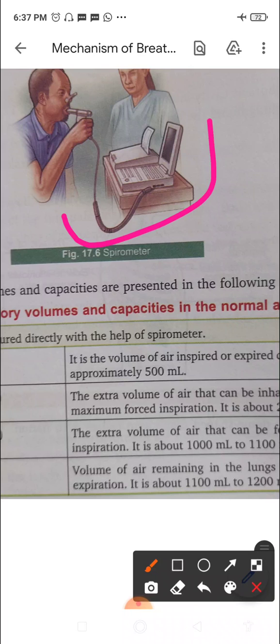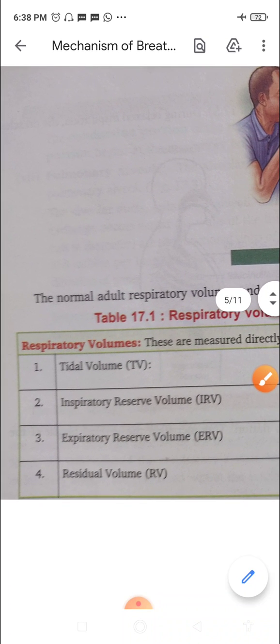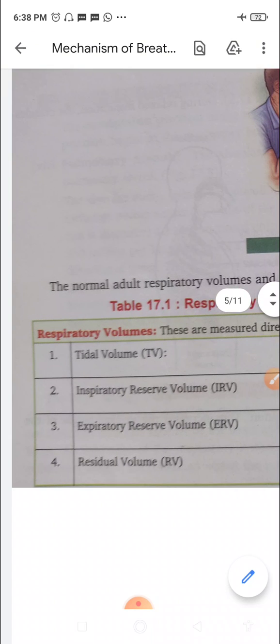Now talking about the respiratory volumes, the normal adult respiratory volumes and capacities are represented here in the table. These are measured directly with the help of a spirometer. So this is the average volume in a normal adult. Now these are very important because these are asked in the exams also.